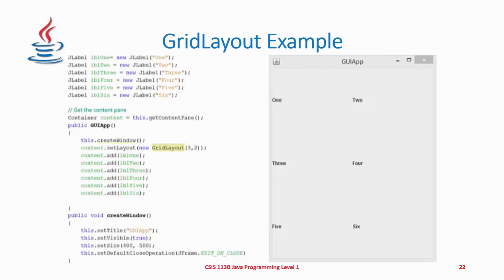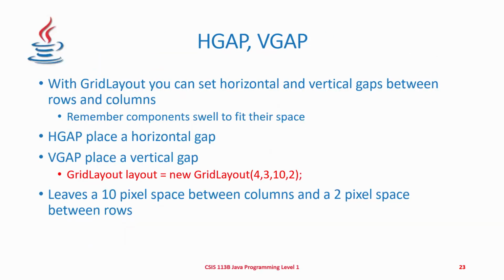And you'll notice that in the grid layout, you can think of it more like a table, how all of the elements are spaced out automatically by the GUI. When you're using a grid layout, you can also use HGAP and VGAP to set the horizontal and vertical gaps between the rows and the columns.